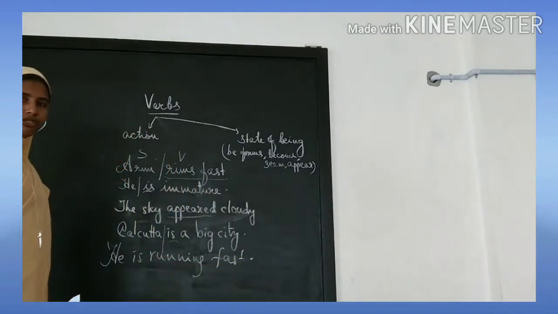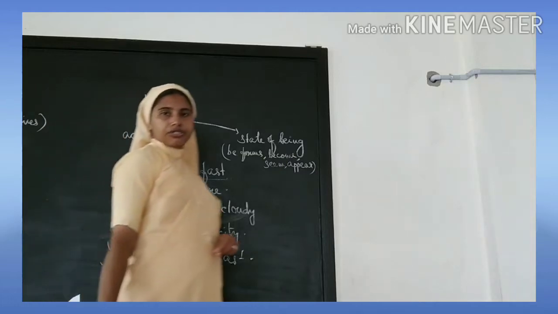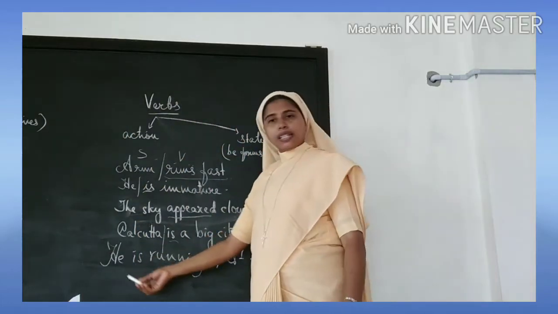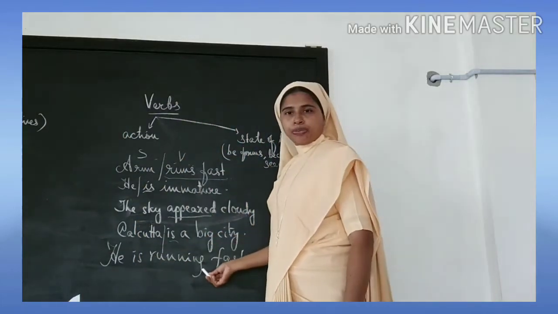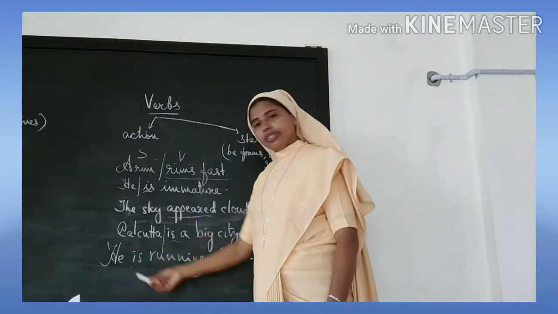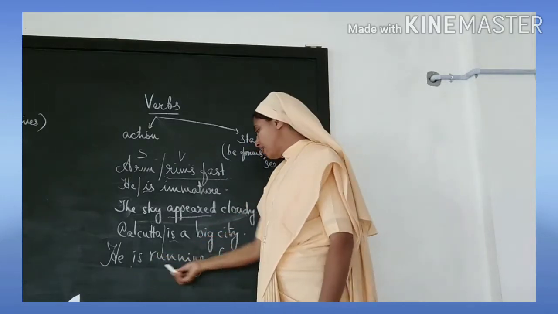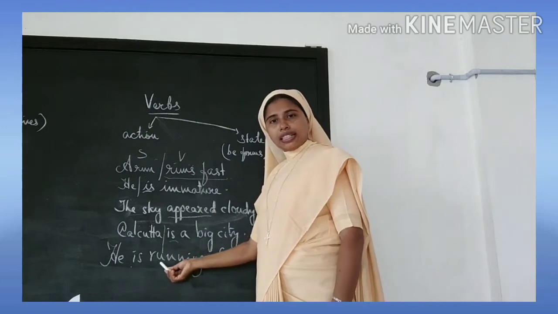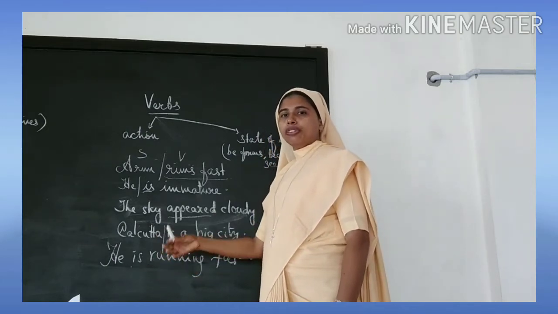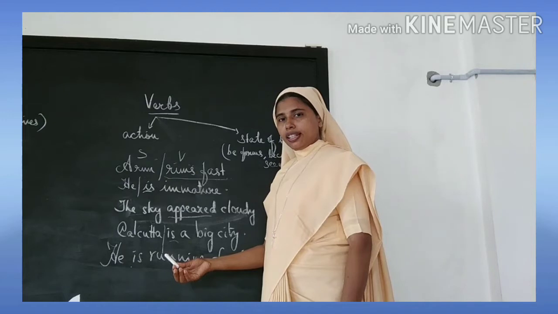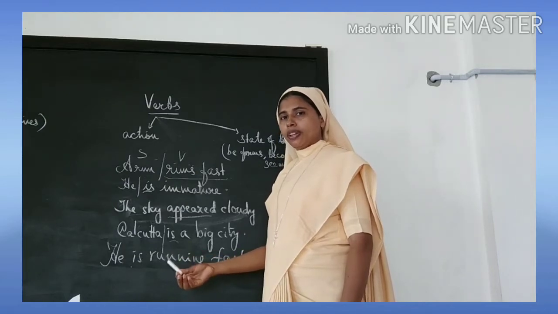He is running fast. He is running fast. Okay, so what is the main verb here? Running. And what is the use of "is"? This is a helping verb to form a tense. Helping verbs are used to form tenses, numbers, etc.